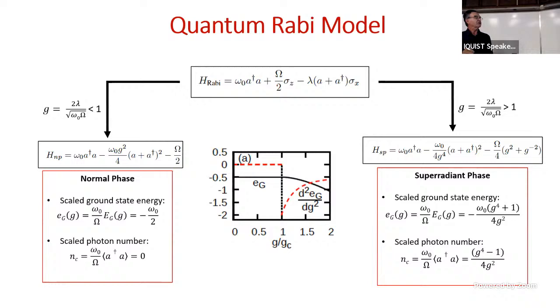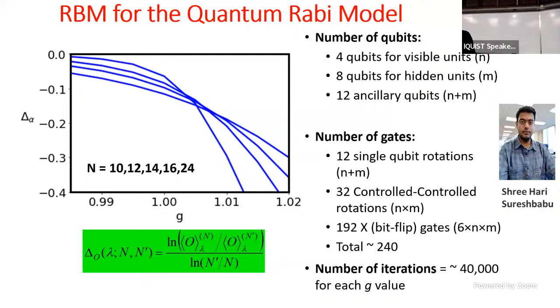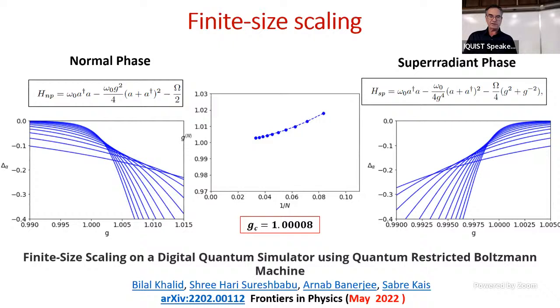Anyway, we ran it on a quantum computer with the RBM, and we were able to use finite size scaling to get the criticality. So the point here is that, in addition to the before, we can get the finite size scaling on the quantum computer. If somebody is interested, we just published it in May in Frontiers in Physics: how finite size scaling in Hilbert space can be used to obtain the criticality for phase transitions.